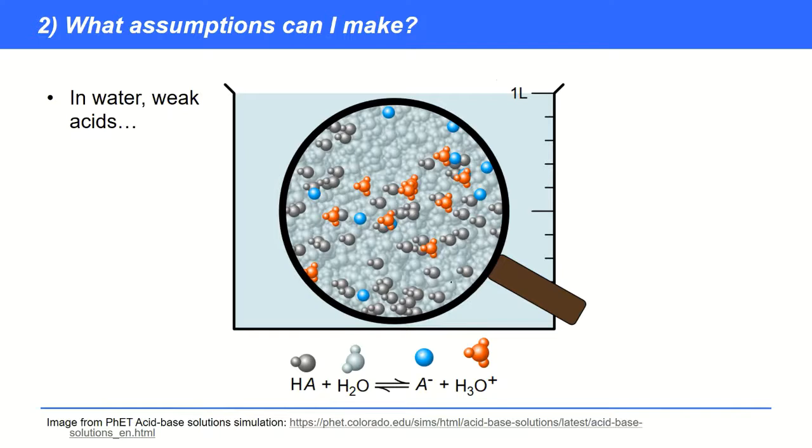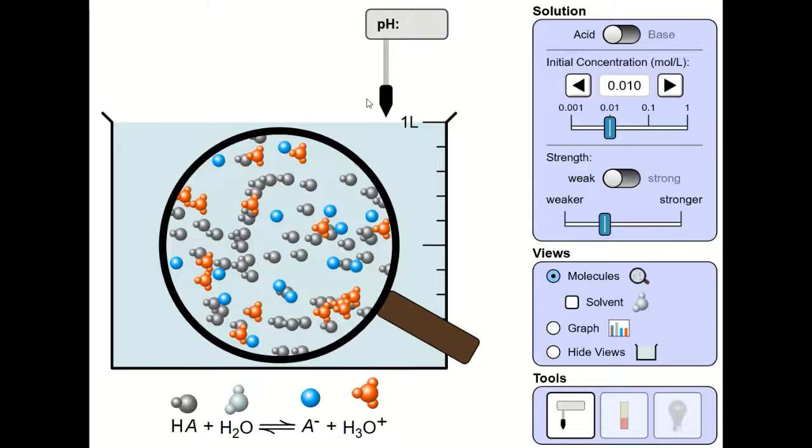What assumptions can you make? Well, in water, if we look at this diagram, these grey molecules here are the weak acid molecules, and you can see there's a fair bit of association still of the HAs and relatively little dissociation into H3O plus and A minus. So in water, weak acids are partially dissociated. So we're going to look at how these different factors affect the pH of a weak acid solution.